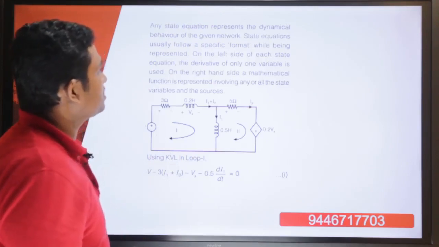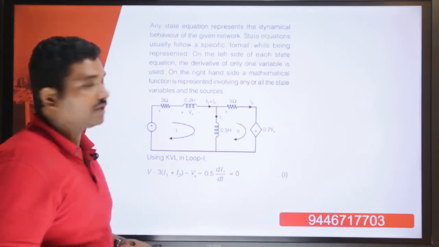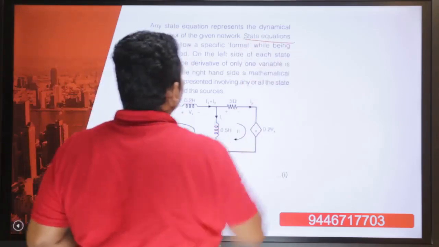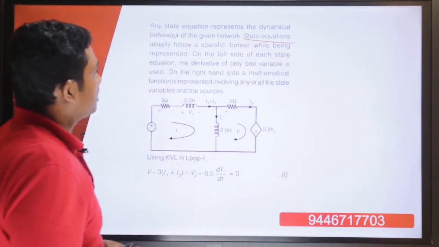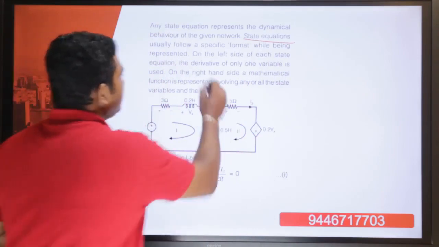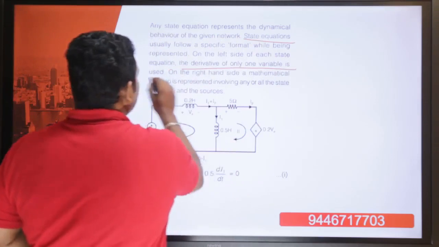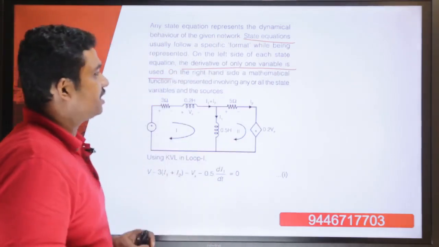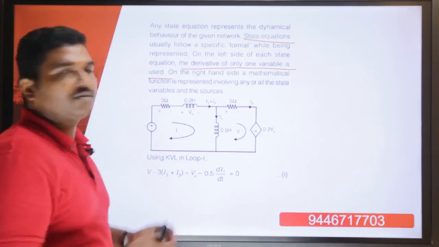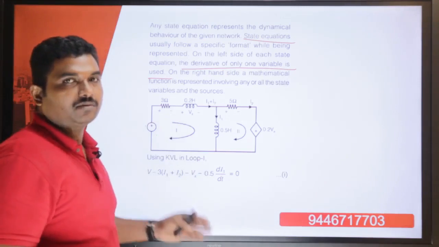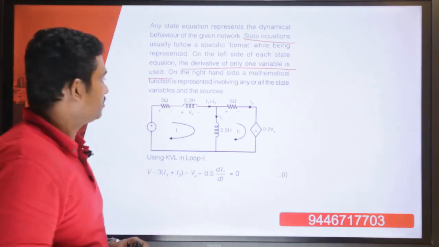Any state equation represents the dynamic behavior of the given electrical network. State equations usually follow a specific format. On the left side of each state equation, the derivative of one variable is used. On the right hand side, a mathematical function is represented involving any or all of the state variables and the sources. So this is the format in which the state equation of a given circuit is made.